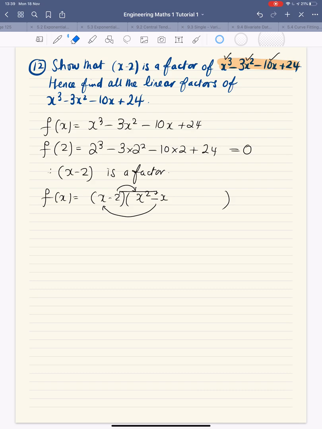x squared. Let me just check this. Minus 2x squared, minus 3x squared plus 2x. Oh, it's got to be, of course, minus 12x. Just had a blob then. Don't know what I was thinking of. Minus 12x, which is that one there. And that gives us minus 10x. And finally, if it works, minus 2 times minus 12. The constant is correct. Okay. So then we can go on and factorise this. x minus 2. This is going to be x minus 4, x plus 3.